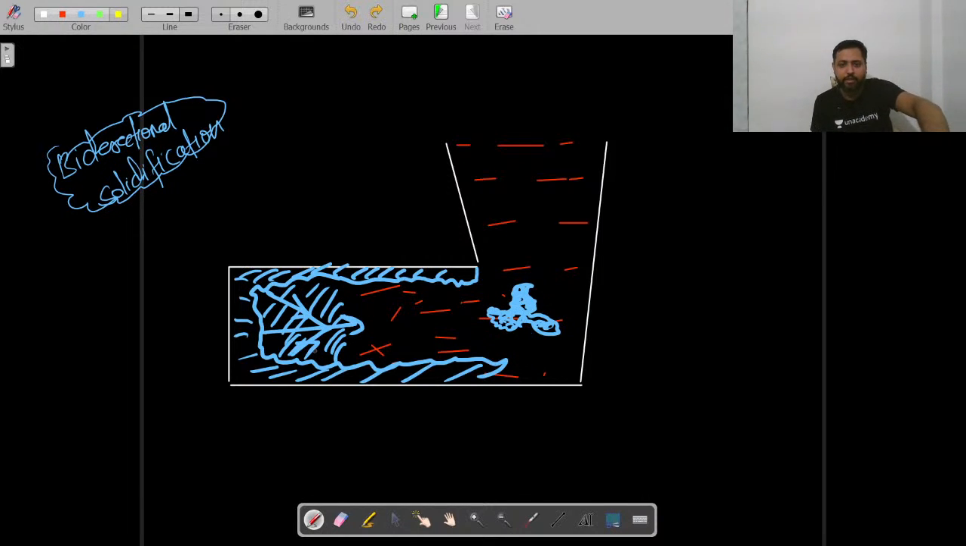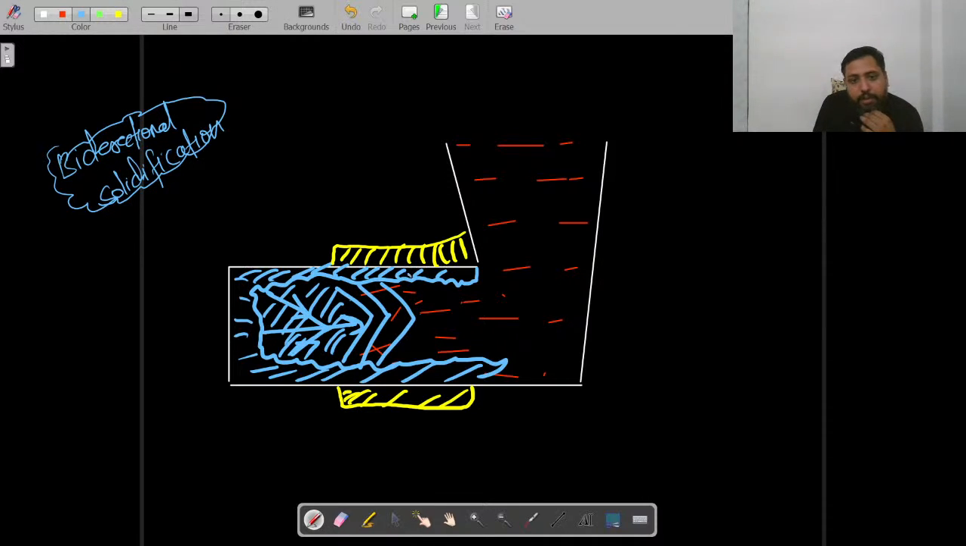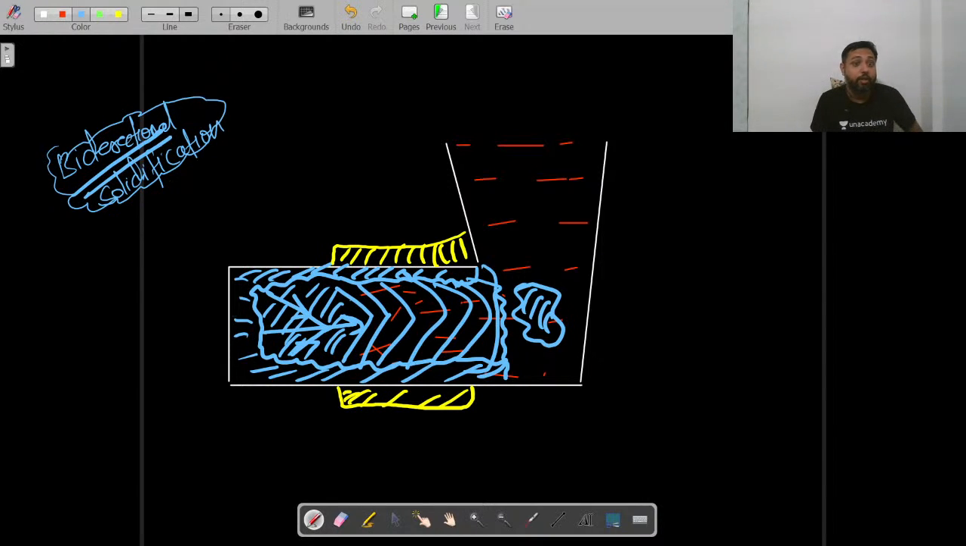Let me tell you, this is how you can put the chill. The solidification front was moving, and there you keep a chill like this. This is a metallic plate, let us say. So molten metal will now directly come in contact with this metallic plate. So the movement of this primary solidification front will become very fast. It will not give any time for the formation of the secondary solidification front. And that is how this bidirectional solidification, which may result in a defect called shrinkage cavity, can be avoided.